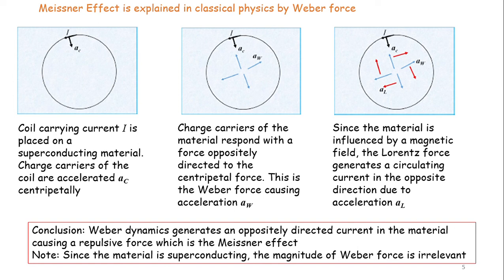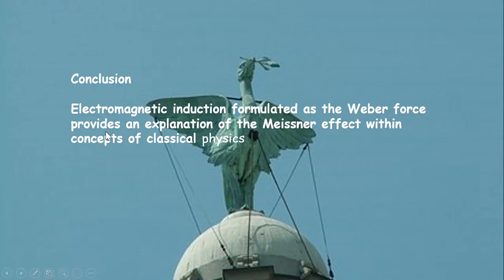So this is a very nice physics exploration because we don't need any calculation. Because of the superconductive material, the current will be strong enough in order to establish this repulsive force. So this is a conceptual reasoning leading to an explanation of the Meissner effect within classical physics using the electromagnetic inductive force, which we call the Weber force. So that is the conclusion of this work, that it is quite possible to explain the Meissner effect within classical physics.